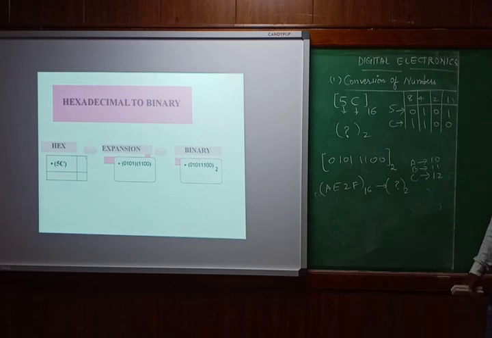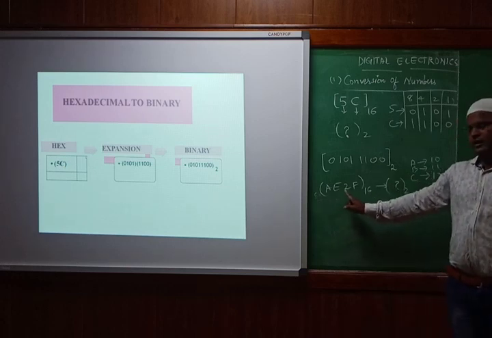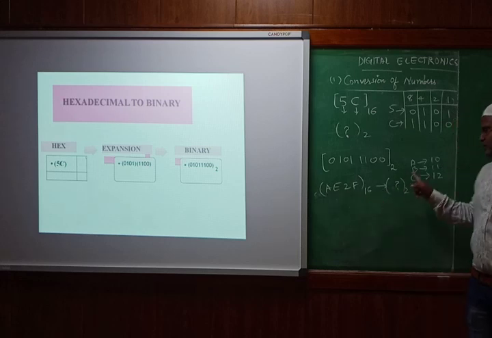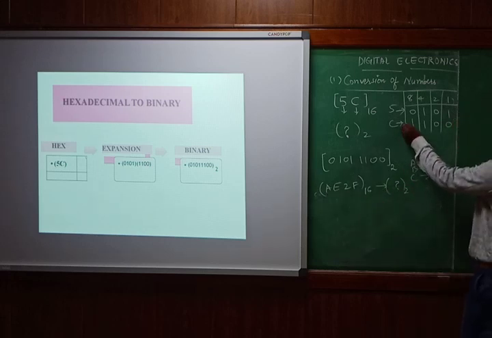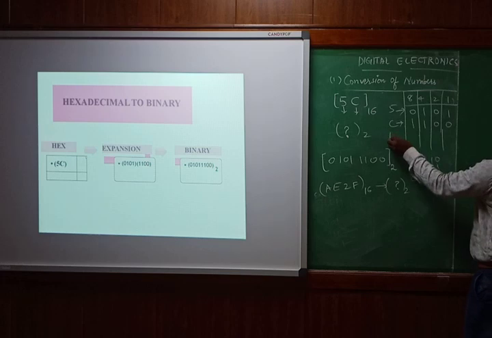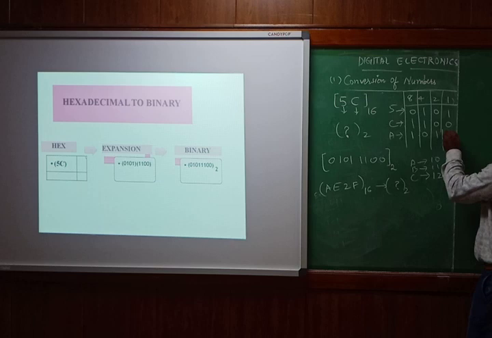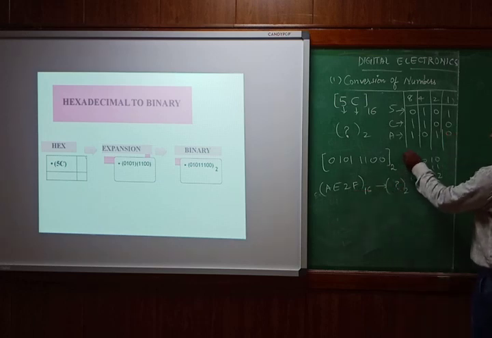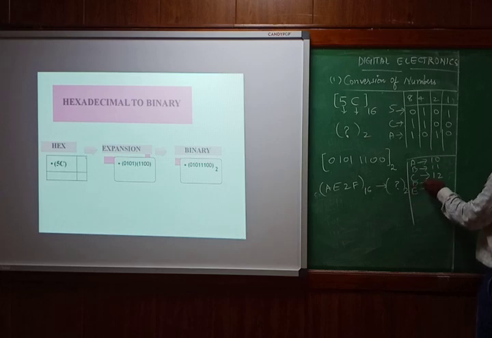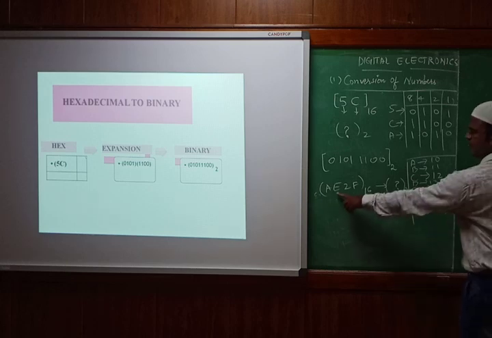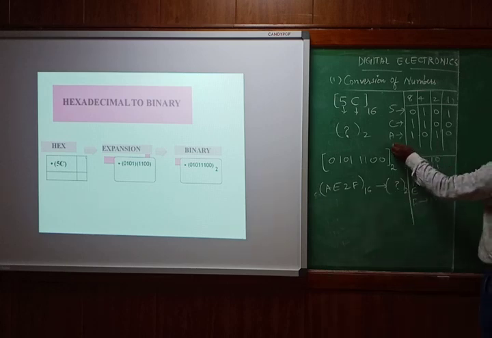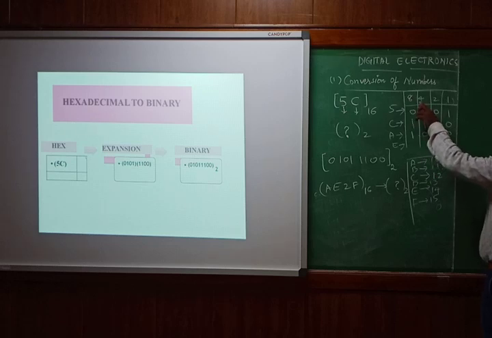This is another example. I am assuming A, E, 2, F. A value is 10. How do I mention 10? 8 plus 2, 10. Here 1, remaining will be 0. Next E. I need to mention the E value. D is 13, E is 14, F is 15. So E is 14. How do I mention E? 14 means 8 plus 4, 12, 12 plus 2, 14. So 1, 1, 1, 0.